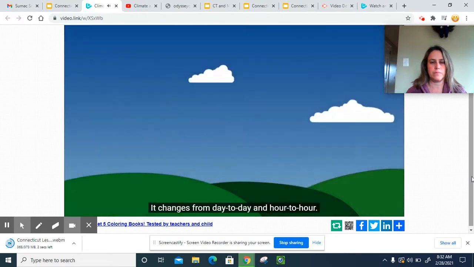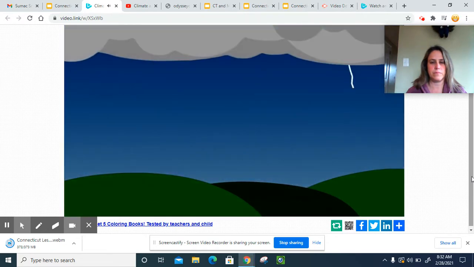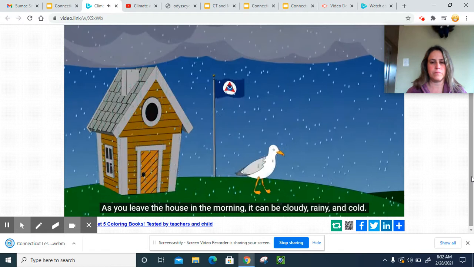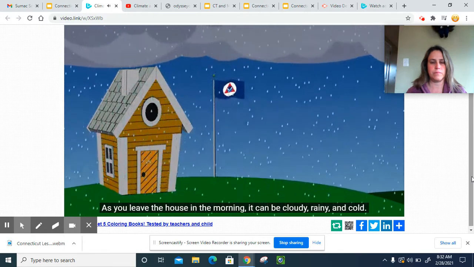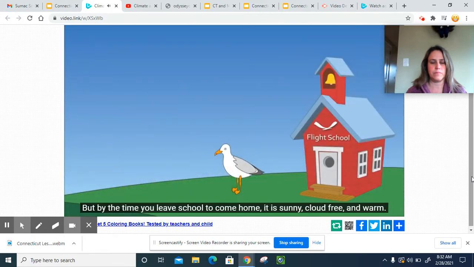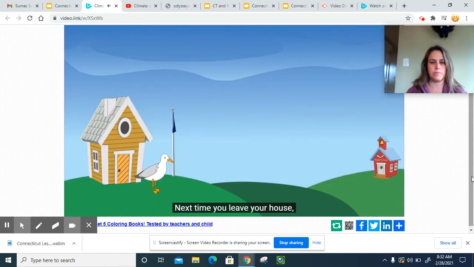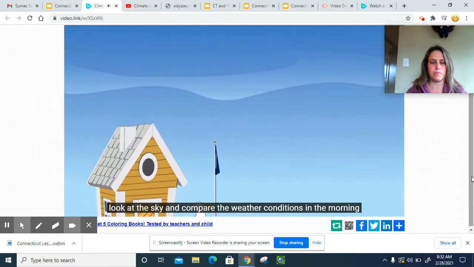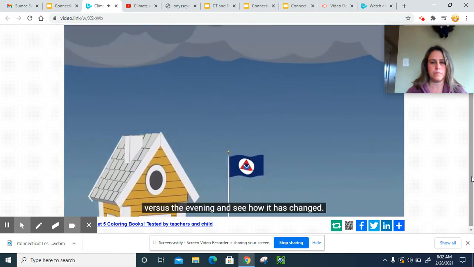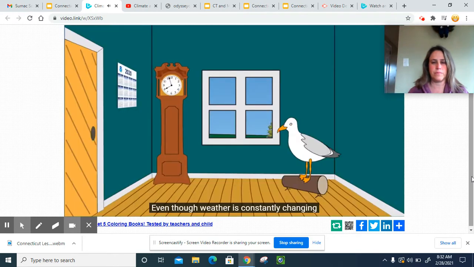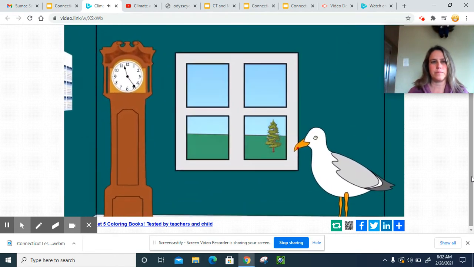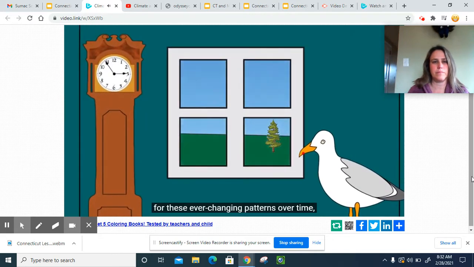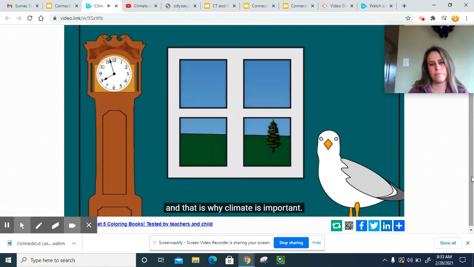It changes from day to day and hour to hour. As you leave the house in the morning, it can be cloudy, rainy, and cold. But by the time you leave school to go home, it is sunny, cloud-free, and warm. Next time you leave your house, look at the sky and compare the weather conditions in the morning versus the evening and see how it has changed. Even though weather is constantly changing and sometimes can seem erratic, we can come to some generalizations for these ever-changing patterns over time. That is why climate is important.